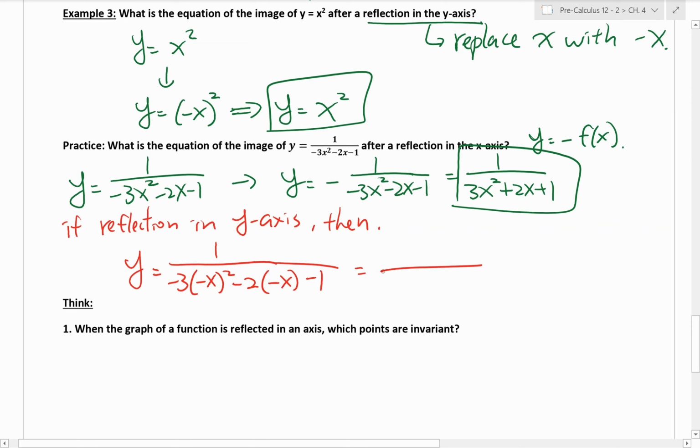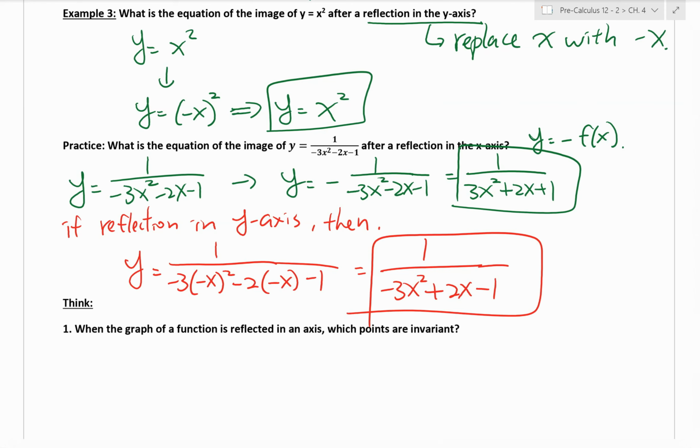If you simplify this, negative x squared is now positive x squared, so that actually doesn't change. Whereas in the second term, minus 2 times negative x actually turns into plus 2x, and then minus 1. So that would be the answer if there was a reflection in the y-axis. Okay, so that's it for today.